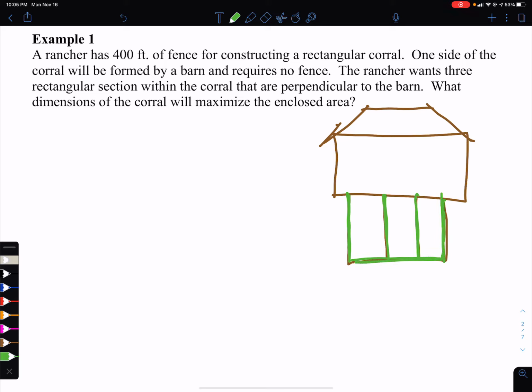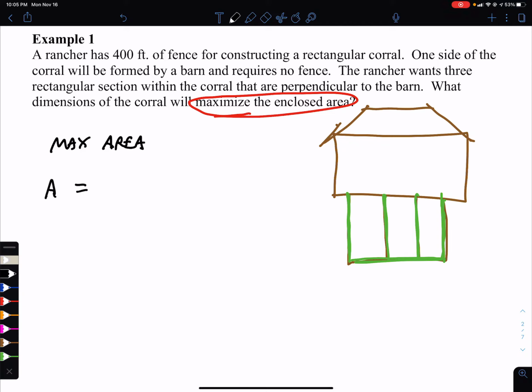So it's important for you to find out what you're trying to maximize. What are we looking for? If you read, we want the maximum enclosed area. So you want to find an equation for area, because that's what you're trying to max. You want max area, therefore you need an area formula. And how do I find the area of this corral? Well, I have to pick variables. It doesn't really matter, I just have to pick something. I'll choose that to be x, and this whole side to be y. So the area is xy.